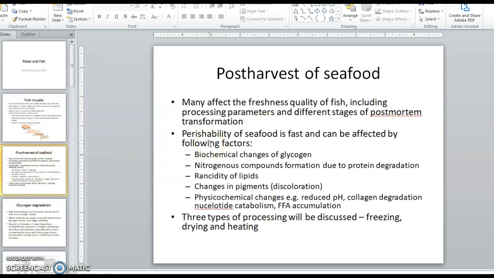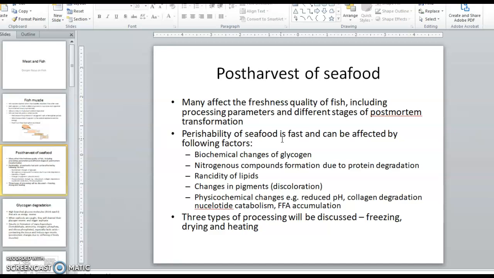Okay, that one is for the fish, and the subsequent slides are going to be about fish and other kinds of seafood, for example, crab, mollusks, and so on. So many things can affect the freshness quality of fish, including processing parameters and different stages of post-mortem transformation. Post-mortem means after the fish has died. Perishability of food is fast and can be affected by the following factors.